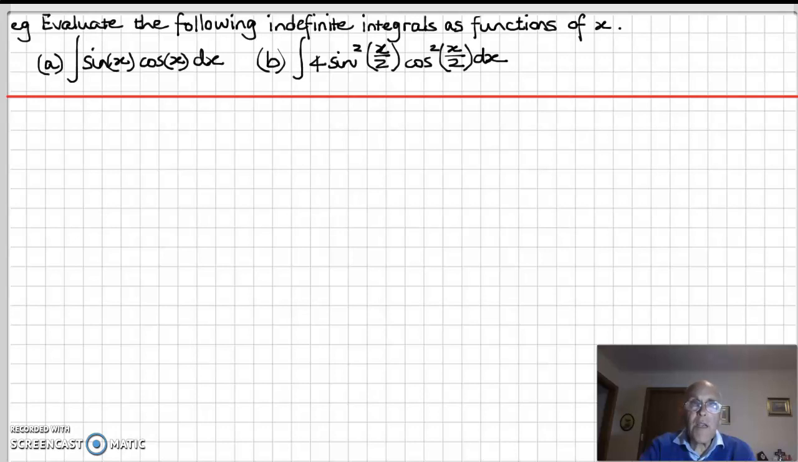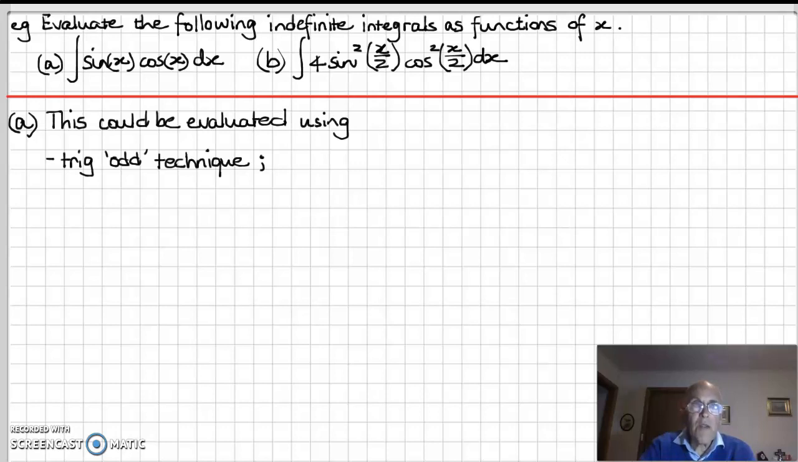Evaluate the following indefinite integrals as functions of x. All right, now this number a, there's actually 3 ways of doing that. This could be evaluated using the trig odd technique. Now both of those functions are odd. Sine is odd and cos is odd, so we could take either of them out and combine them with the dx. It doesn't really matter which way we do that. We could combine the cos with the dx or the sine with the dx. It really matters not in that case.